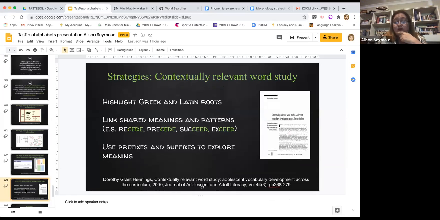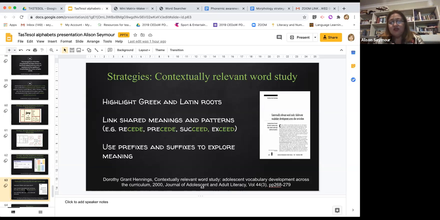I've also got a reading that I'd like to share with you that I thought was particularly fantastic. It's called Contextually Relevant Word Study, where it lists a number of different strategies for breaking down words and doing some great word studies. So it's highlighting the Greek and Latin roots. It's linking those shared meanings, just as we saw with rupt. So if you look at recede, precede, succeed, exceed, introducing them to the idea that there are relationships across all of these words. So once they have an idea of a word in one context, then that can actually transfer across to different contexts.